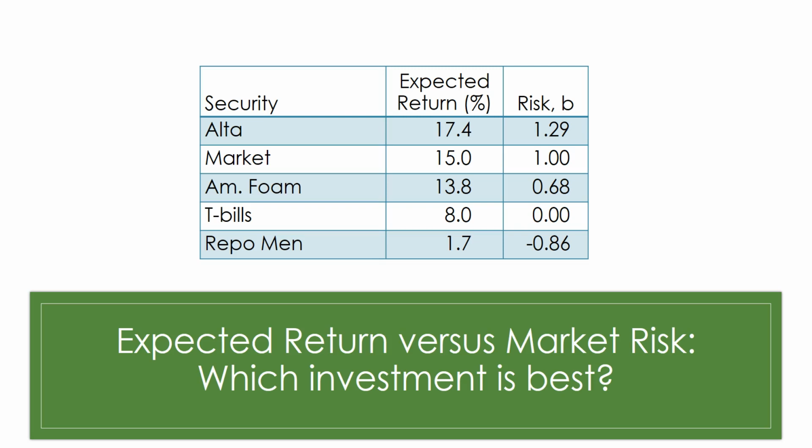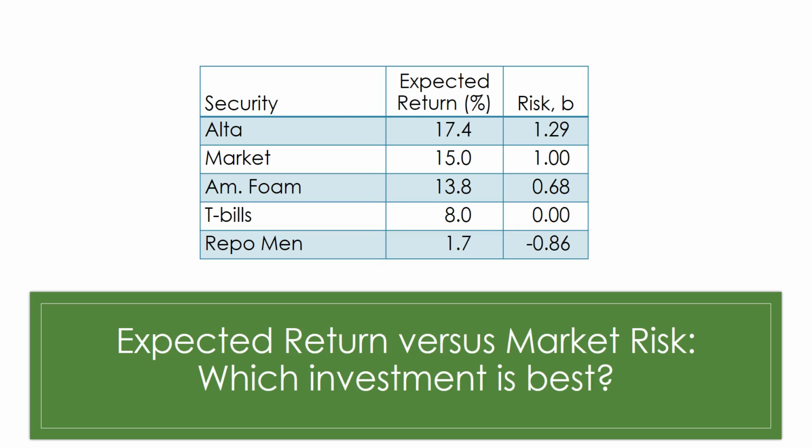So if we were looking at the same example that we've been looking at in this series of presentations, Alta, that moves with the market and the market return, American Foam, which moves with the market, treasury bills, which is the riskless security, and Repo, which moves counter to the market. We could also calculate their betas, and we see that Alta has a beta of 1.29. So that means it is riskier than the market. It is 29% more volatile than the market.